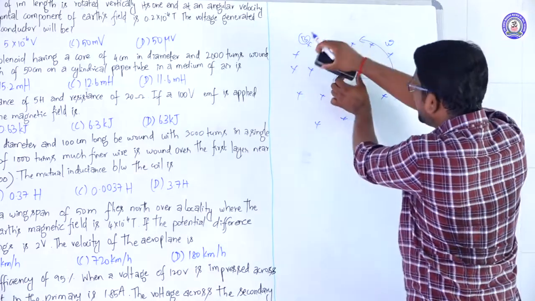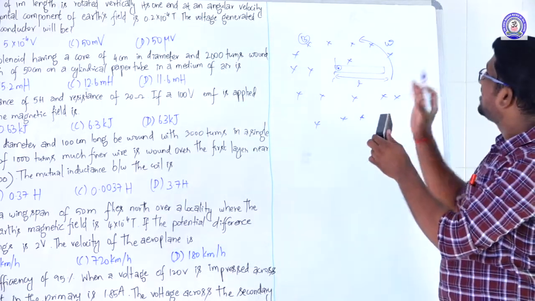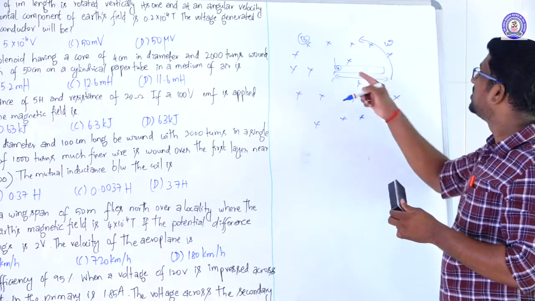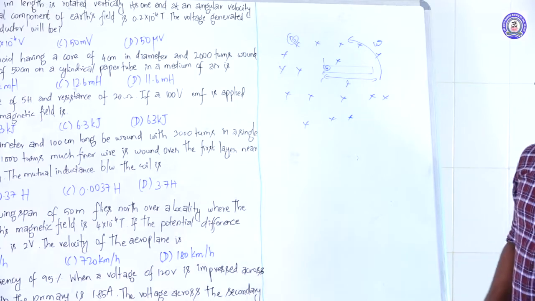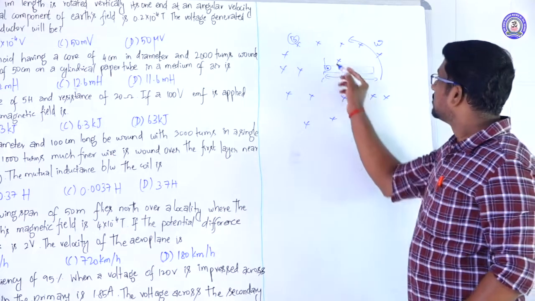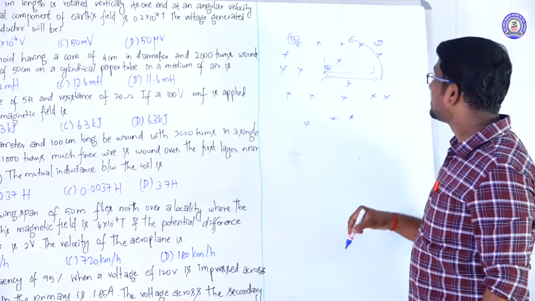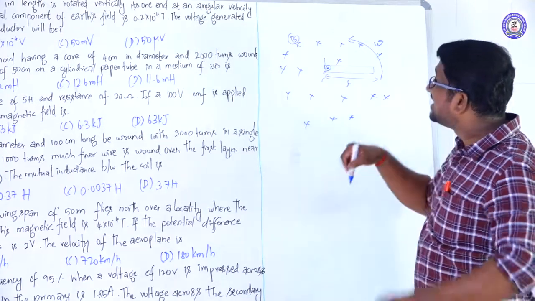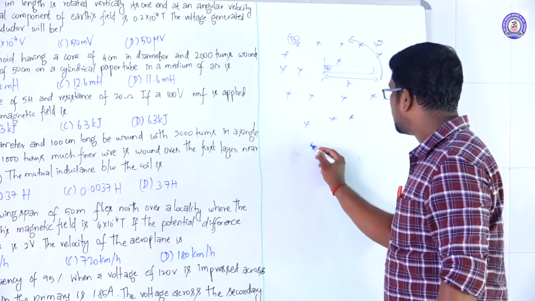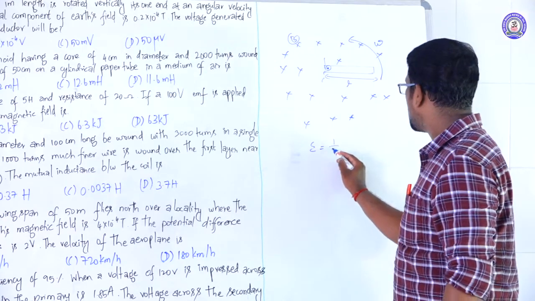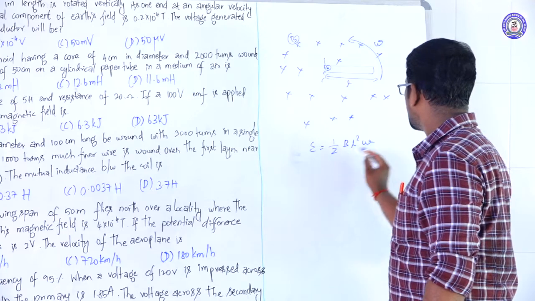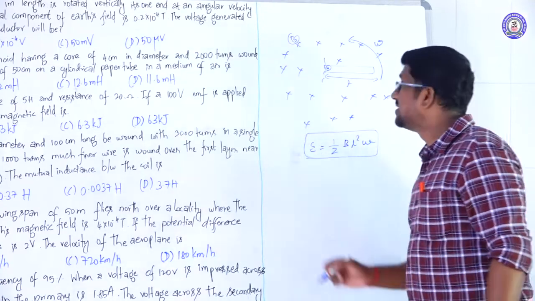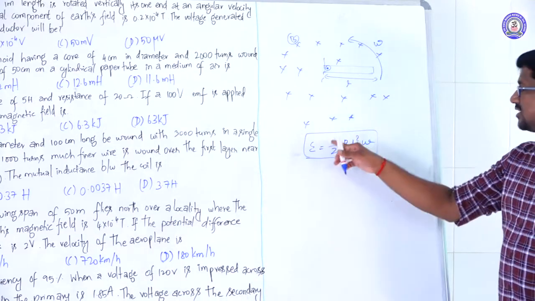When the rod rotates in this magnetic field, the rod cuts the magnetic field. So due to this, an EMF is induced across the two ends of the conductor. The EMF induced across the two ends of the conductor when it rotates in the perpendicular magnetic field is given by the formula E is equal to half B L square omega.